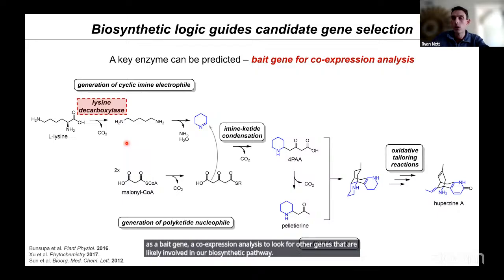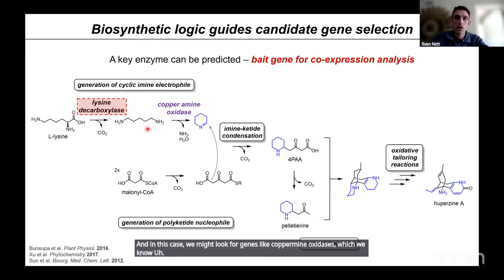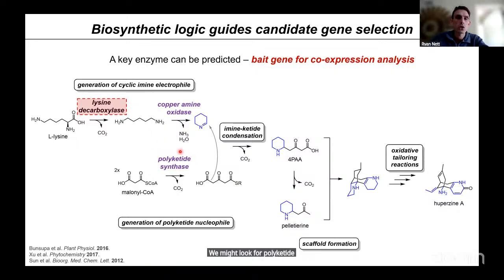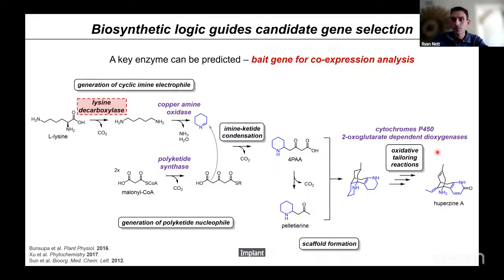And in this case, we might look for genes like copper amine oxidases, which we know from previous work are involved in oxidizing polyamines. We might look for polyketide synthases, which are known to act on malonyl-CoA as a substrate. And then for these downstream oxidative tailoring reactions, we can look for enzymes like cytochromes P450 or 2-oxoglutarate-dependent dioxygenases, the major oxidative enzymes that are typically involved in plant metabolism.